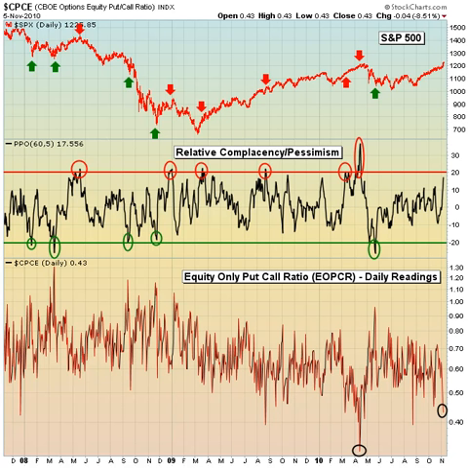Today we're taking a look at the equity-only put-call ratio. I want to show you how you can use this a little bit in terms of identifying sentiment that many times will mark short-term tops and bottoms in the market.